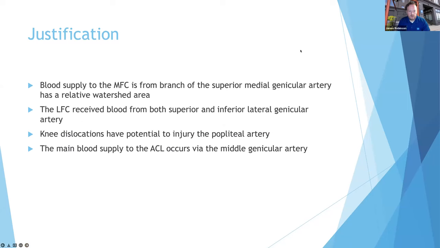Blood supply to the medial femoral condyle is from a branch of the superior medial genicular artery, and it has a relative watershed area. That's what makes it more prone. The lateral femoral condyle receives blood from both the superior and inferior lateral genicular arteries, so it has a better blood supply. Knee dislocations have a potential to injure the popliteal artery, and the main blood supply to the ACL occurs via the middle genicular artery. Questions about that?